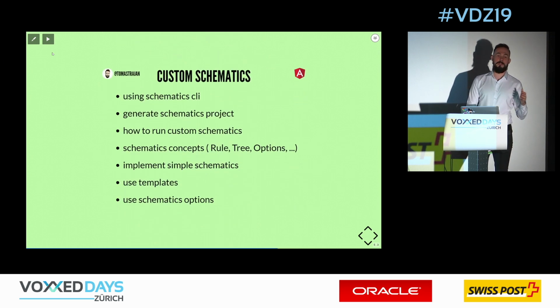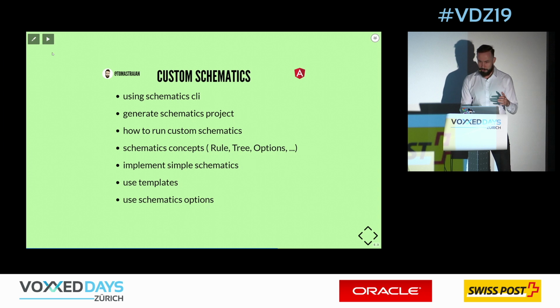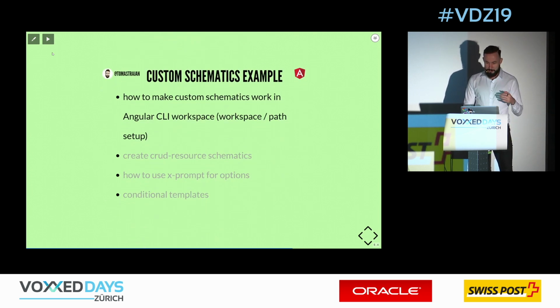Then we saw how we can use the schematics CLI to generate the schematic project, and how to run them. We spoke about concepts like the rule, the tree and options, and how we can implement simple schematics with template support and pass the options in. And after that, the last step was that we showed how we can actually integrate it in the Angular CLI project so that it respects the overall structure and generates the file in the correct place.